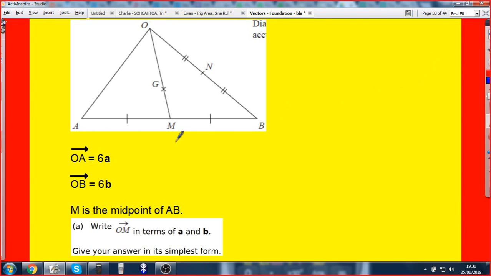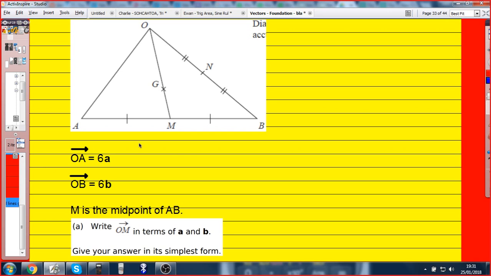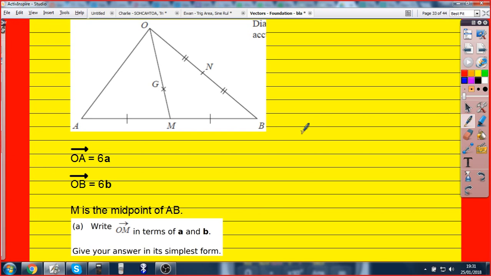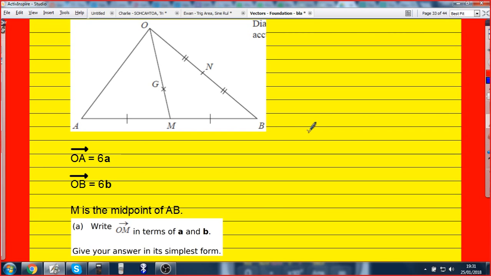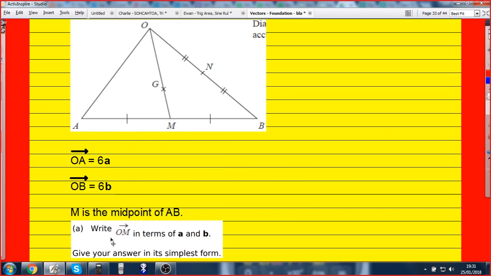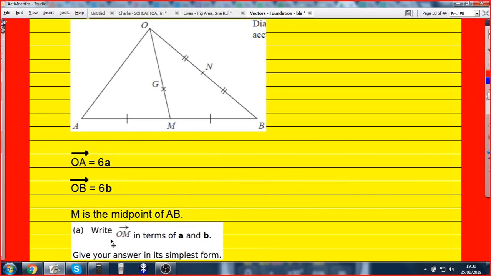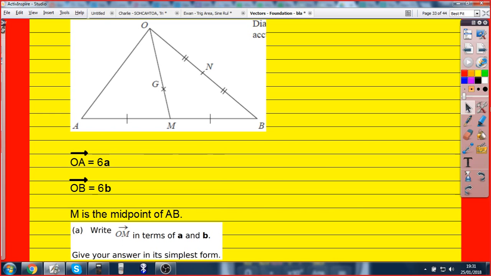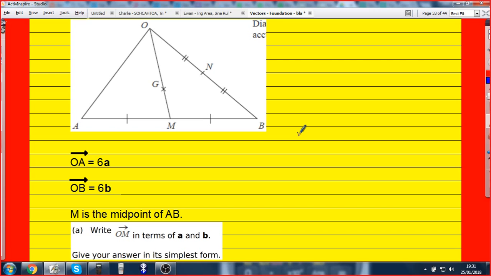Okay. So this is one where I think it will come up, or where it's possible. Okay, so you go OA, which is 6A, and OB is 6B. Oh, so you just label them. You could. M is the midpoint of AB. So you have to find OM for this one.